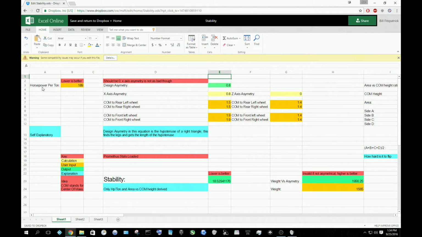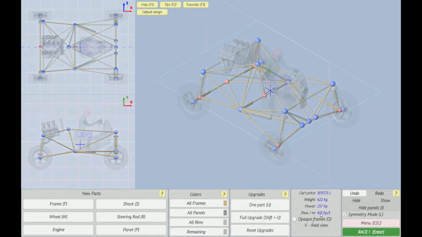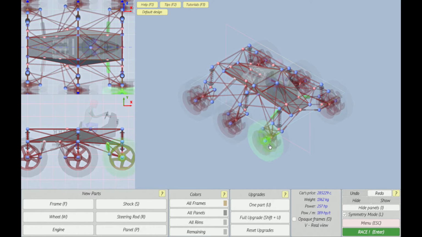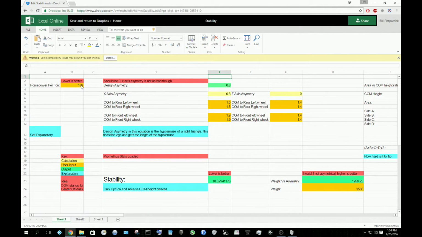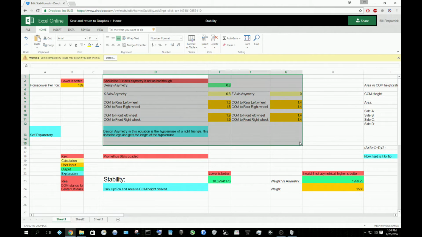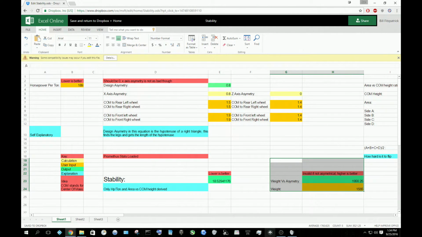So right off the bat, you can easily just plug in the horsepower per ton ratio, which is given to you right there. Now we're going to be looking at Hatter's 12-wheeler for this video, so you can see that its horsepower per ton ratio is 189. So just plug 189 in there. Now this and this, you can pretty much ignore.